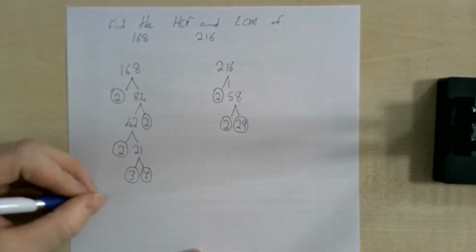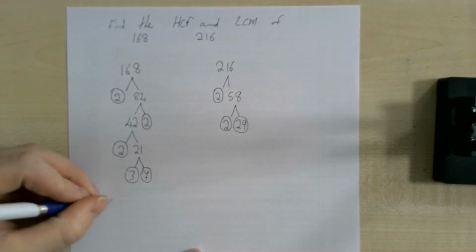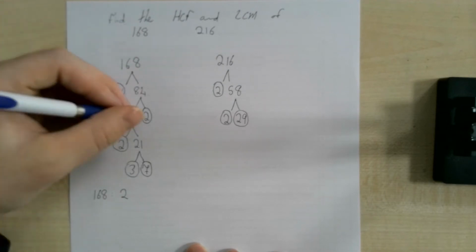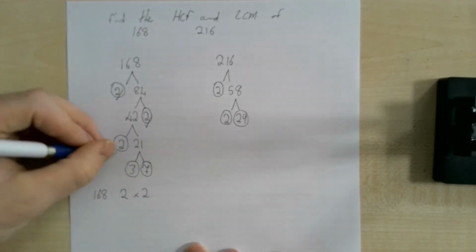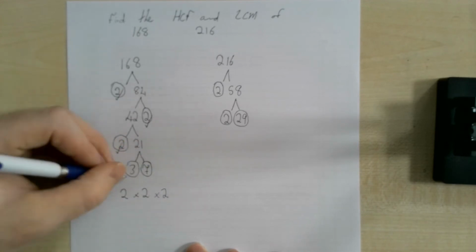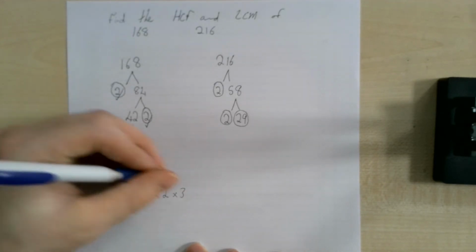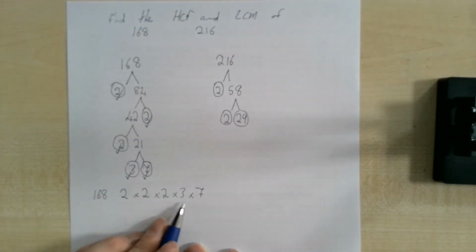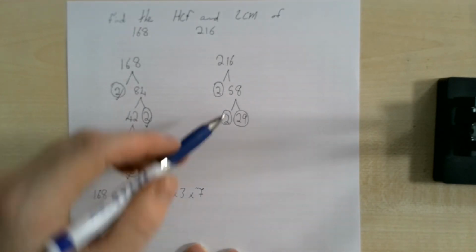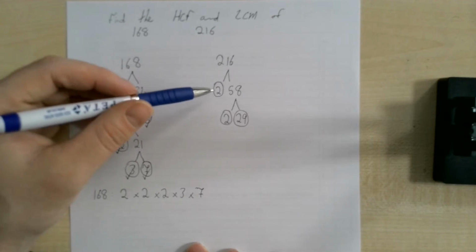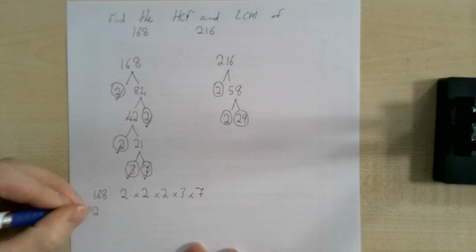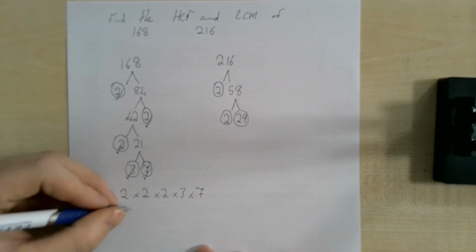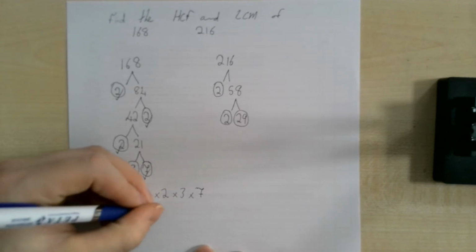Next step, write them as a product of their primes. So 168 is the same as 2 times 2 times another 2 multiplied by 3 multiplied by 7. You can check it if you want: multiply them all together and you should get 168. Do exactly the same for 216, only this time we'll keep it directly underneath the 168. So it ends up being 2 multiplied by 2 multiplied by 29.